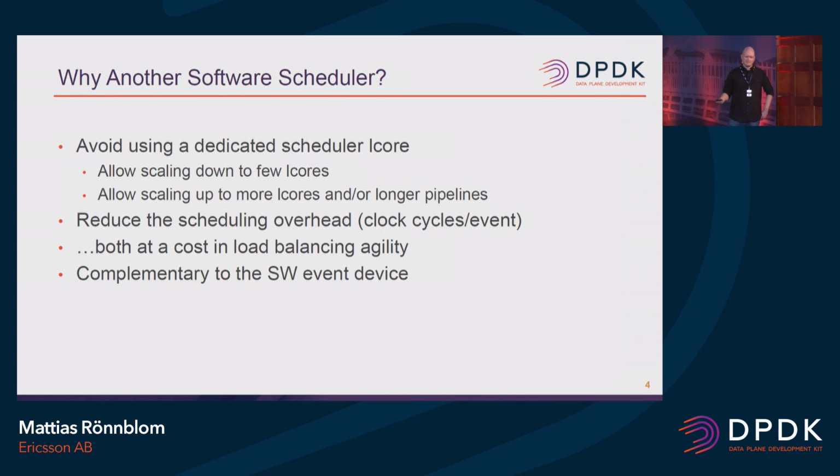Secondary, and this is really secondary, it would be nice if we reduce the scheduling overhead in the process, as in clock cycles per event. But all these good features, of course, come at a cost. And the cost primarily is what I call, for lack of a better word, agility in load balancing. The distributed scheduler is much slower to load balance than the centralized scheduler. And this is really a complement to the existing software scheduler in the DPDK.